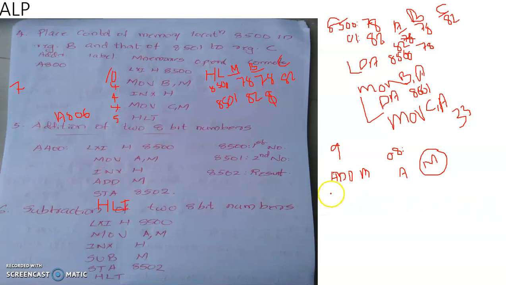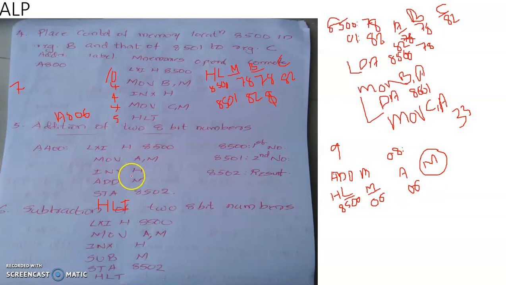LXI H, 8500. HL pair will be loaded with the address 8500. We know that this has the significance of pointing the memory. So memory now has this number, that is the first number. Let the first number be say 06. Now MOV A, M. This asks the processor to move or copy the content of the memory pointed by HL pair, that is 06, to the accumulator. So the accumulator will now have the content 06.